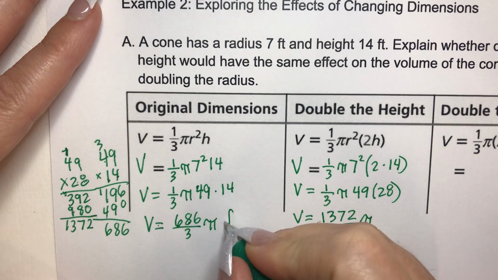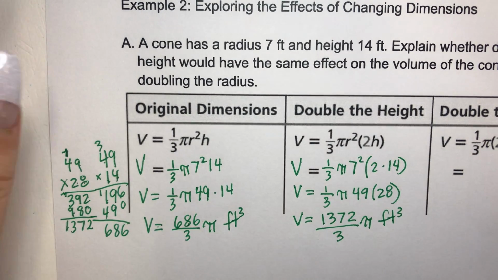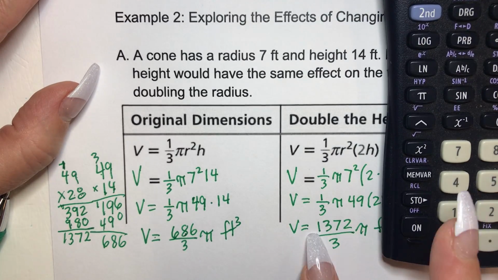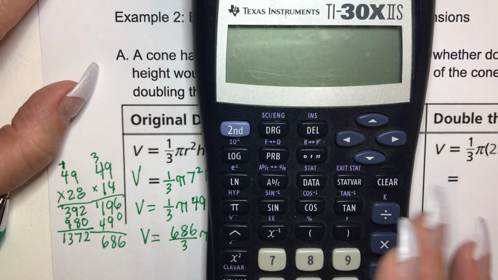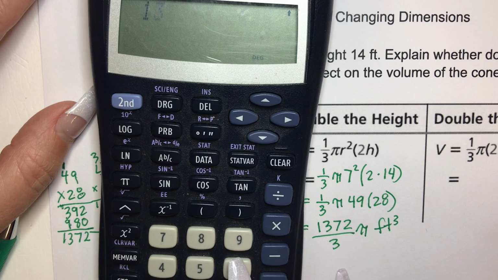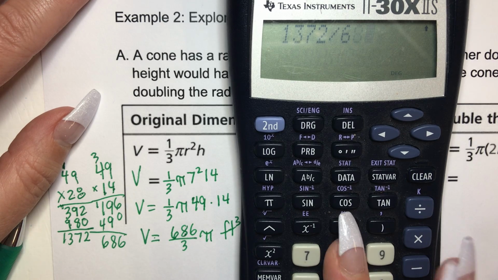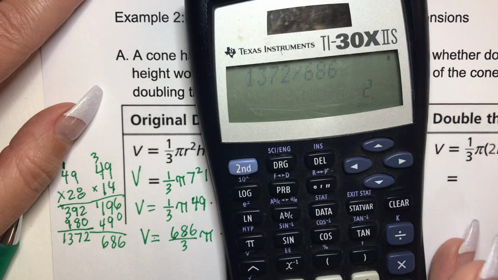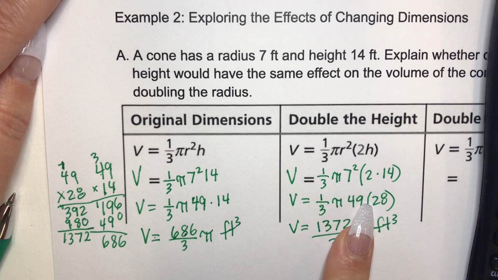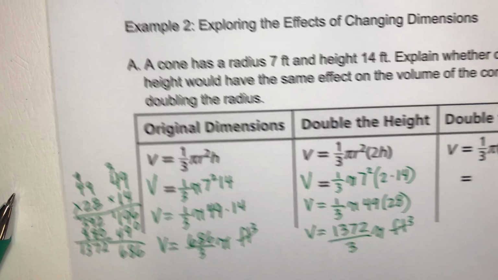And this would be what, feet cubed? Feet cubed. Okay, so since they're both divided by 3, I'm just going to compare these two. I want to see how many times 686 goes into 1,372. So I'm going to turn on this calculator. 1,372 divided by 686. And it's 2. So that means it's 2 times bigger. So if I take this number and multiply it by 2, I get this number. So if I double the height, the volume is 2 times bigger than the original volume of the cone.